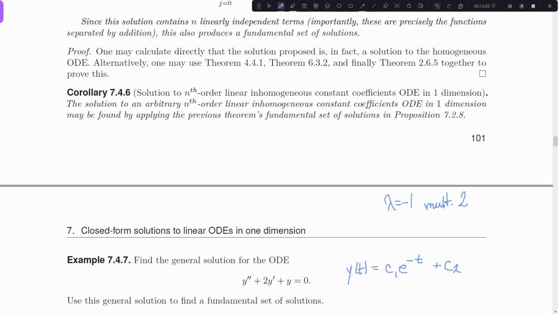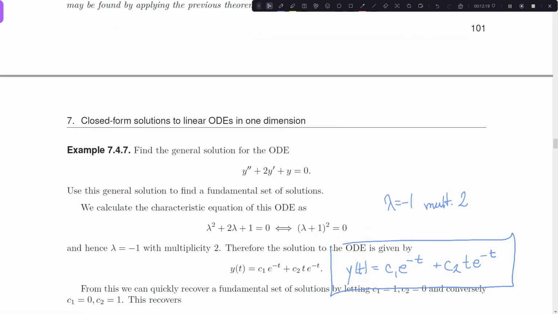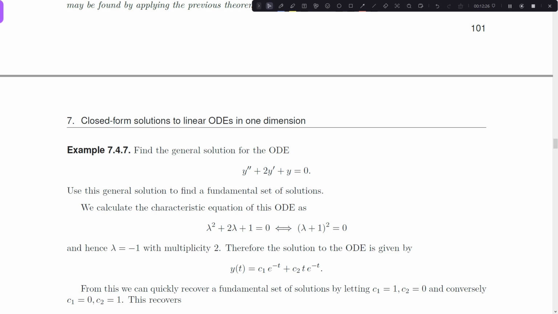T e to the negative t. I have a habit of wanting to write lambda there. That's my general solution. So I'm going to scroll down now, and we'll see that we actually recovered that as well, right? So that's my general solution following the theorem. All I have to do is factor the characteristic polynomial and make sure I consider multiplicities correctly.